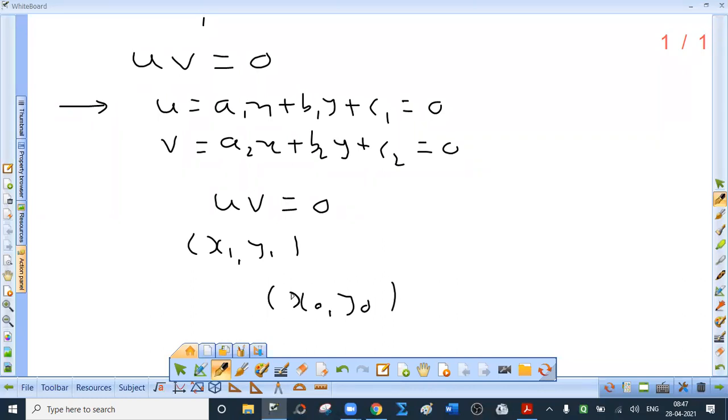Now as uv equal to 0 represents the joint, that is combined equation of pair of lines, u equal to 0 and v equal to 0 can be considered as separate equations of the lines represented by uv equal to 0.